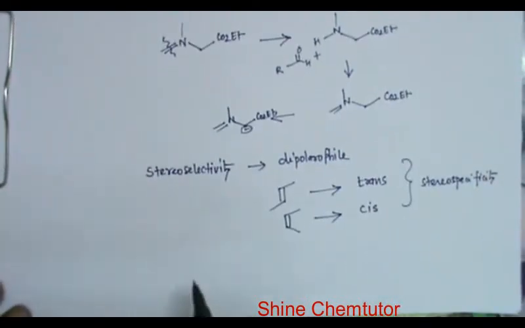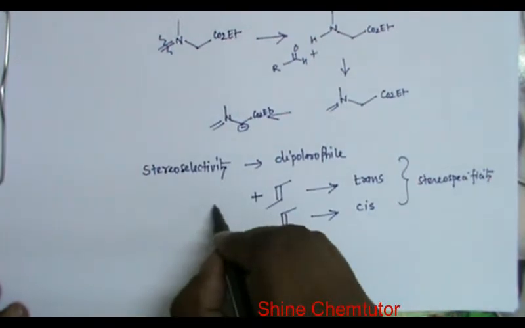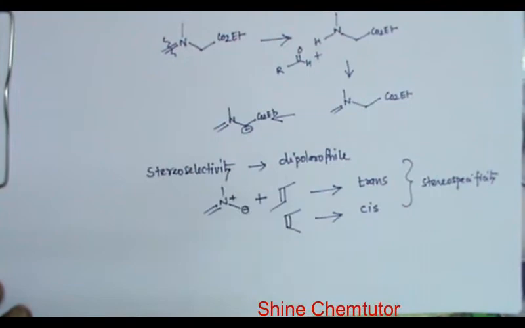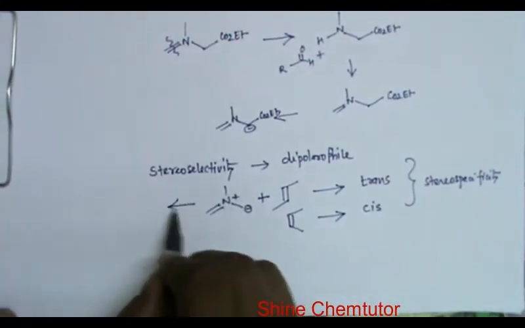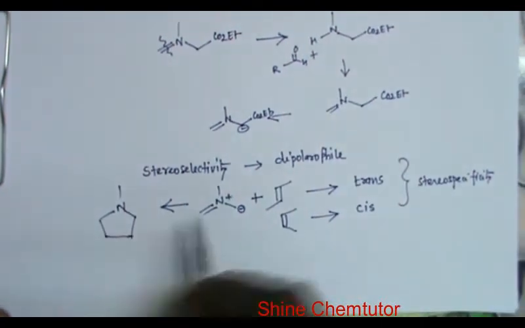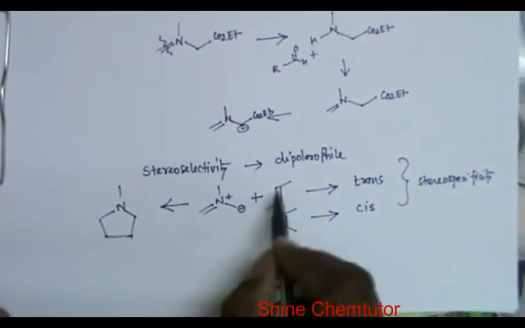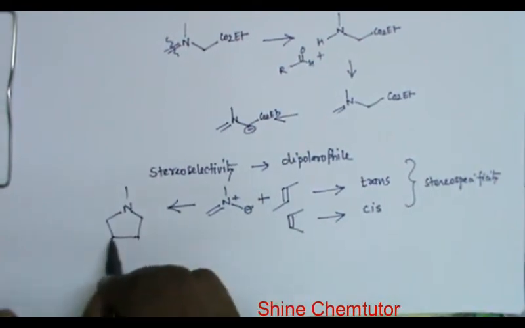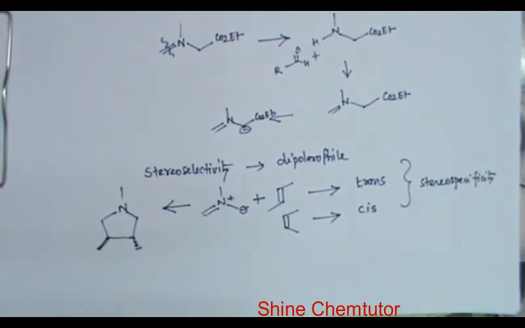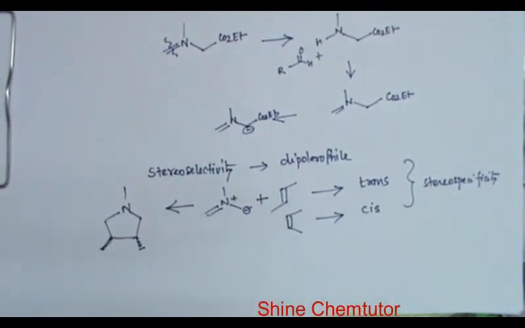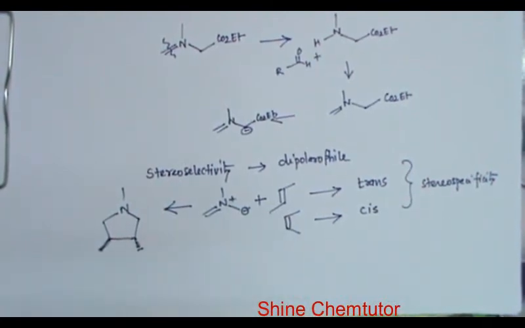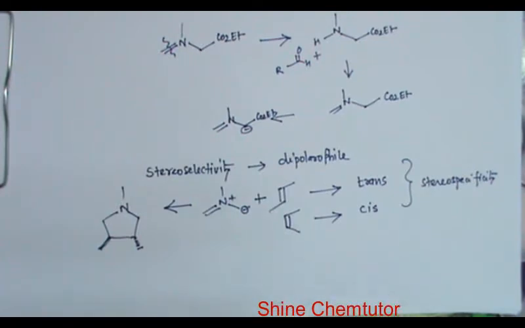For example, I add azomethine ylide to this. The product, whatever you get, will be a 5-membered ring. Bonds are formed between these two and these two, and the two groups will be trans like this, because the two groups are trans in the dipolarophile. Similarly, if you go with this, the two methyl groups will be cis. So it is decided by the dipolarophile.